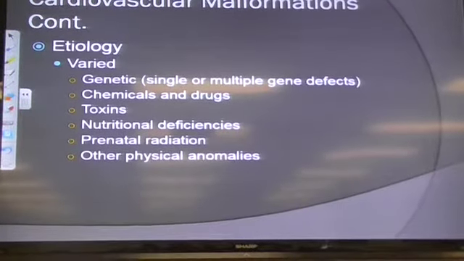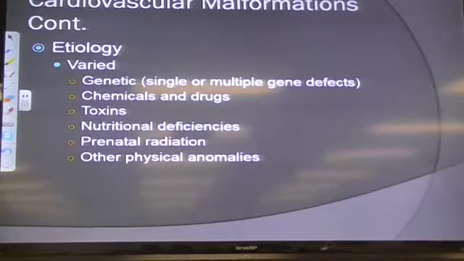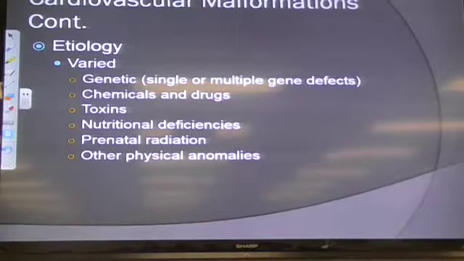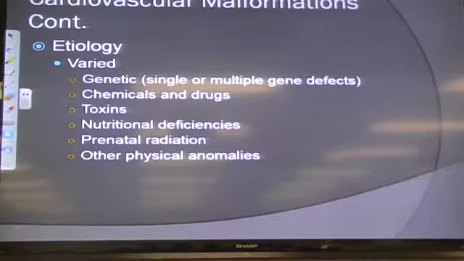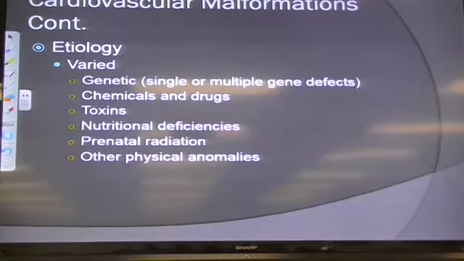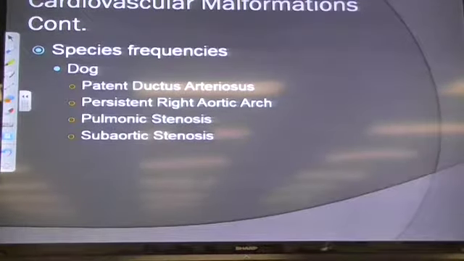So cardiovascular anomalies can be due to many things. It can be due to some genetic defect, different chemicals or drugs consumed by the mother, different toxins, nutritional deficiencies, radiation. So I always say, if you think you're pregnant, wear your lead apron. And other physical anomalies. So, I mean, things happen.